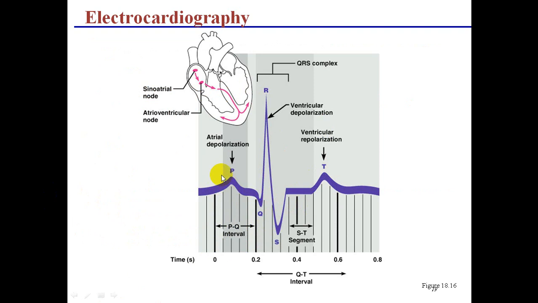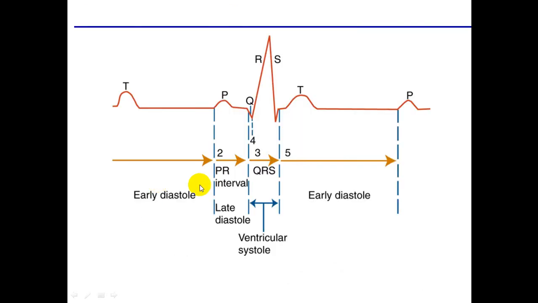This is the atrial depolarization, called the P wave, while the ventricular depolarization is called the QRS complex, and the T wave is the ventricular repolarization. We will discuss this in detail, with the waves and intervals and how to read an ECG, in the future.